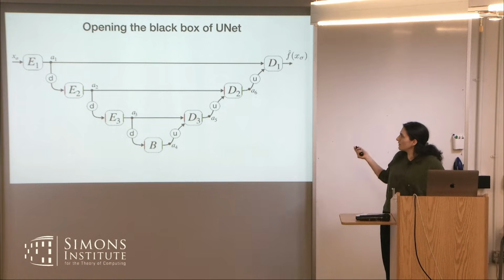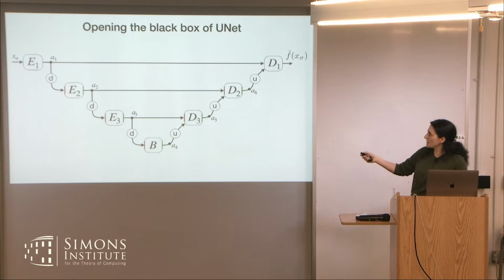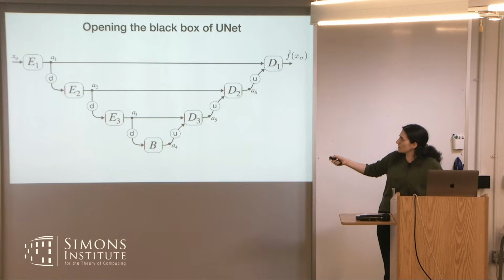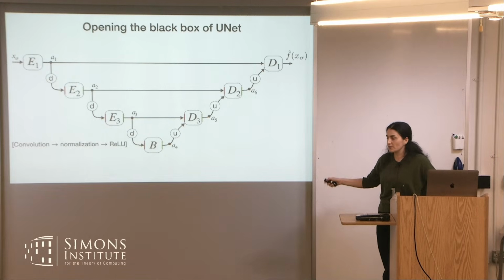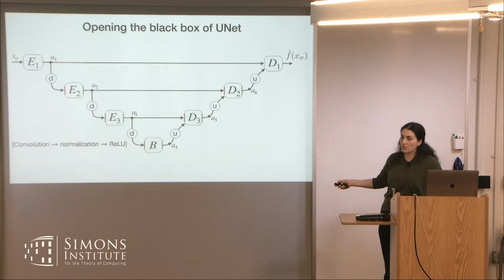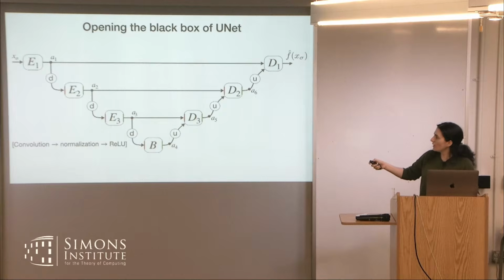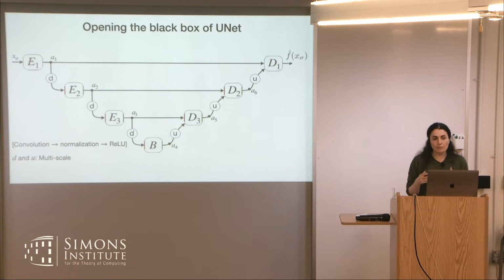Okay, so if you have not seen UNet before, which is unlikely, this is a schematic of this UNet architecture. It basically consists of these blocks. In each block, you have a series of operations: convolutions, normalizations, and ReLUs. And then you have cascades of these, right? This makes the model a convolutional model. Then you have downsampling and upsampling operations, so that creates a multi-scale representation.